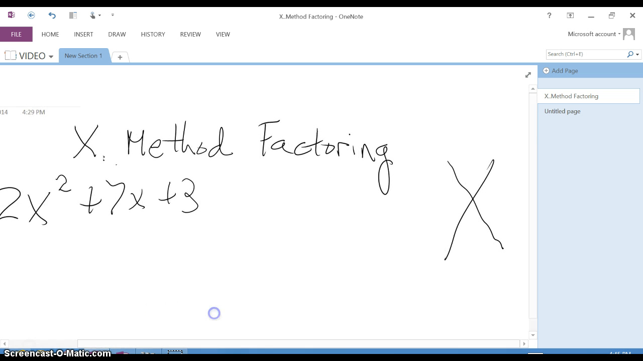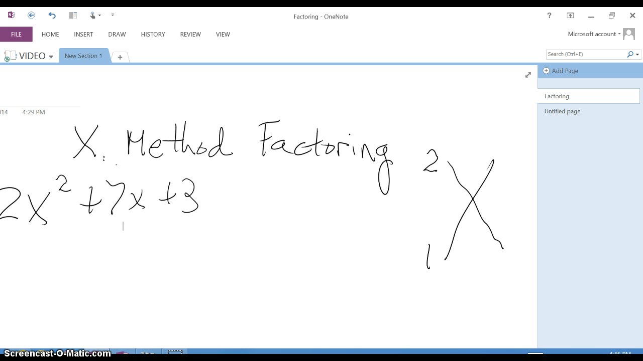Now, we look at the coefficient of x squared, which is 2. How can we factor 2? That's 2 times 1. We put those numbers on the left side of the X, just as I'm doing there. Next, jump over the 7 and come to the 3. Now, how can you factor 3?